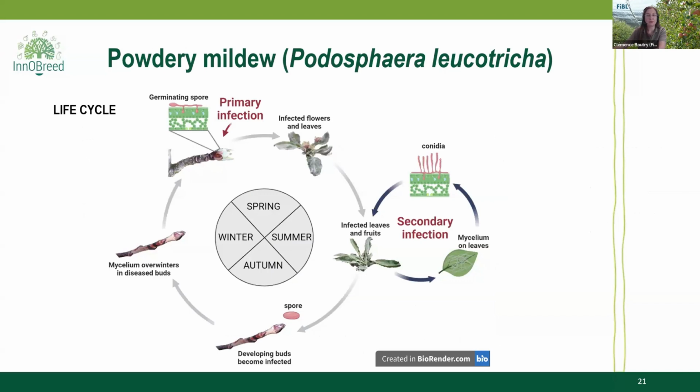Now, powdery mildew, so the second most important disease. As opposed to apple scab, it overwinters in the diseased buds. There's also a primary infection happening in early spring. And then you also have secondary infections happening in summer.